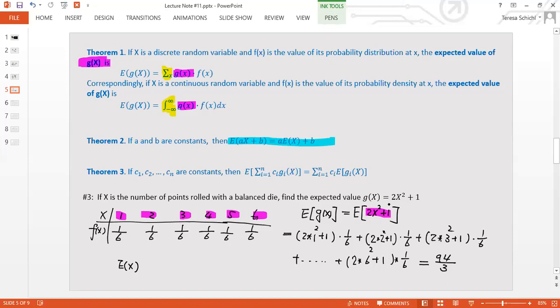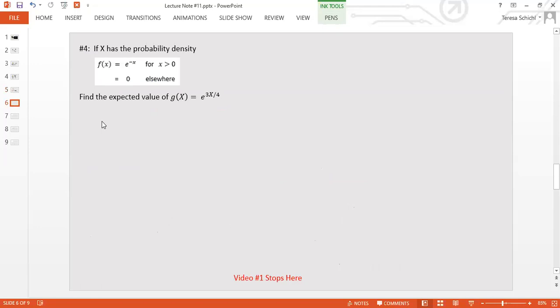That means, so if this is your function, right? That means the values of your random variable, you just need to change to the function format here. Okay, so now let's take a look at the next example here. So here they want to find the expected value of g(x). This one is also just to test your understanding of the expected value.